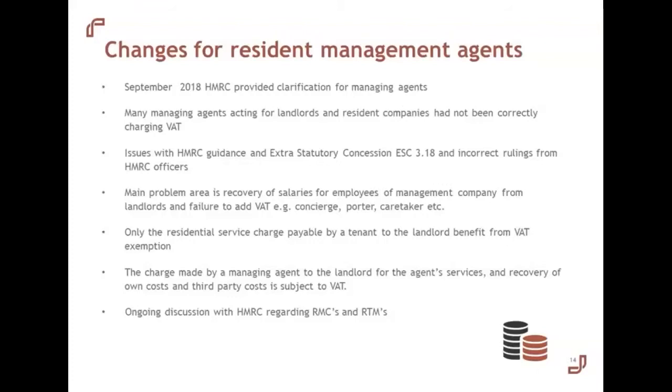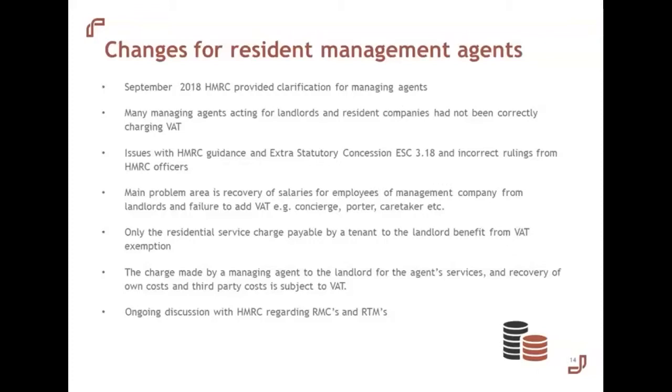This has caused quite a furore in the marketplace for many resident management companies and right to manage companies who don't quite follow or accept HMRC's treatment. So there are some ongoing discussions with HMRC policy, specifically around resident management companies and right to manage companies, and we're still waiting for some further guidance.